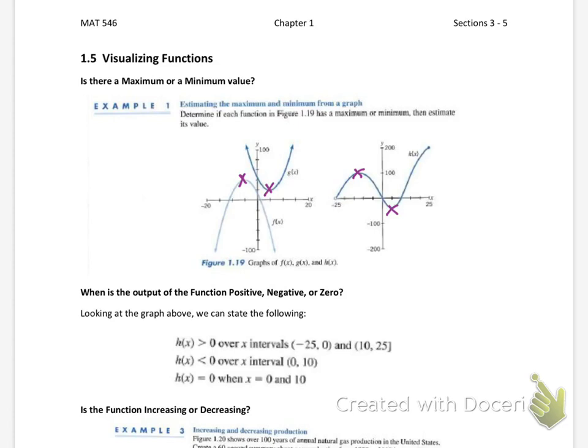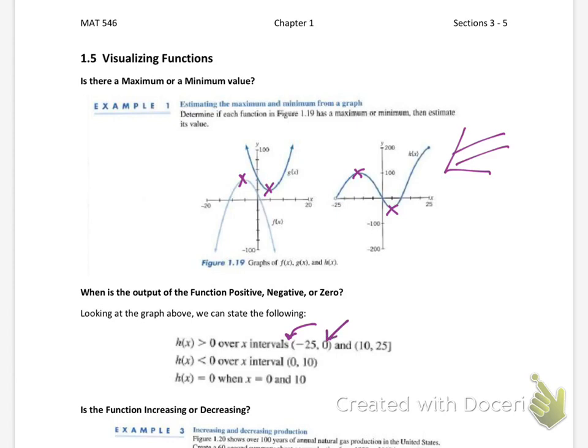They want to know when is h of x, and h of x is this second curve right here, when is it greater than 0? So always read it from the left. So look, right here at negative 25, it is not greater than 0 because it equals 0. So you have to use a paren to say that very, very close to negative 25, it is greater than 0. And it continues being greater than 0 until very close to 0.